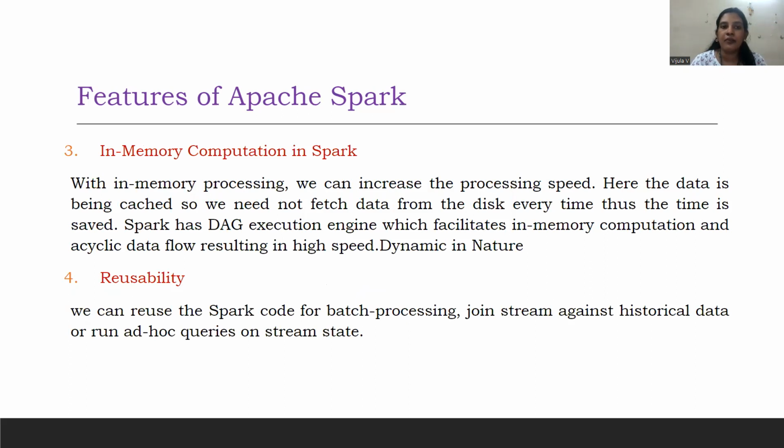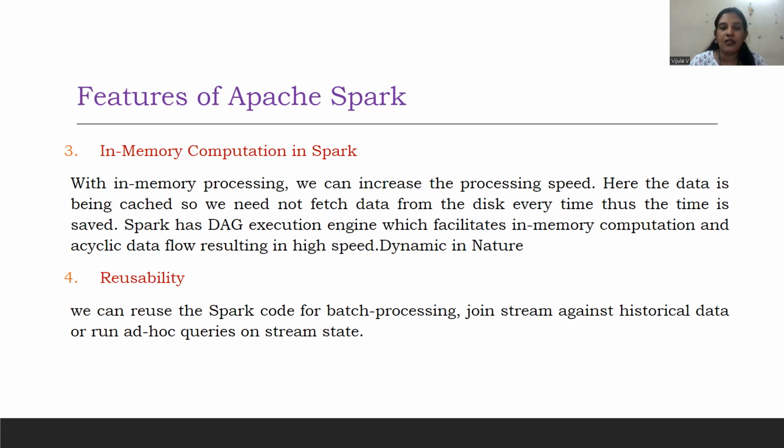The third one is in-memory computation in Spark. With in-memory processing, the user will be able to increase the processing speed. What happens here is the data is cached, so we need not fetch data from the disk every time. Thus the time is saved. Spark has a DAG execution engine which facilitates in-memory computation and async data flow, resulting in high speed, which is also dynamic in nature.